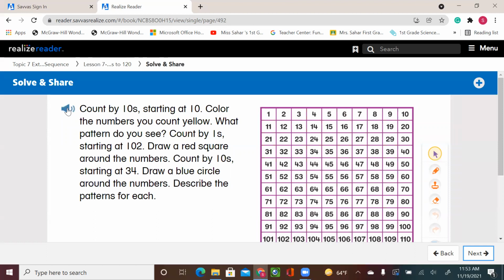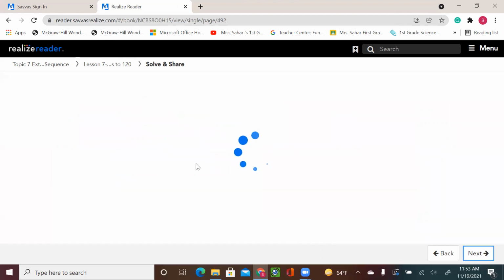Let's see what we have. Count by tens, starting at 10. Color the numbers you count yellow. What pattern do you see? Count by ones, starting at 102. Draw a red square around the numbers. Count by tens, starting at 34. Draw a blue circle around the numbers. Describe the patterns for each. All right, let's watch our video, then come back and do this exercise.